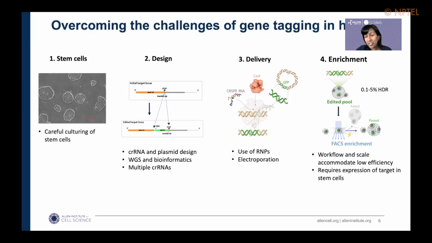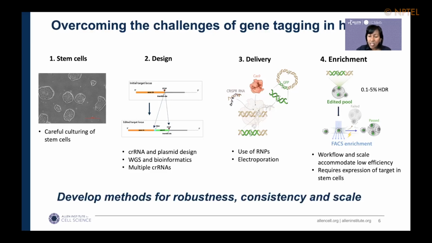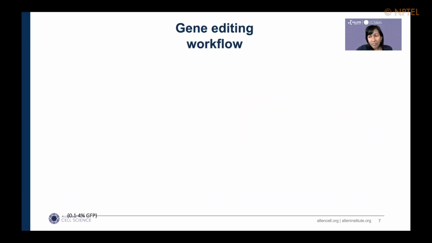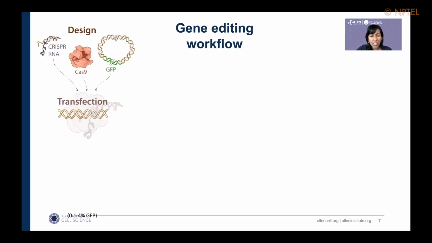So we have to enrich the cells. We use fluorescent activated cell sorting to do that. That is also complicated because the cells have to go through this traumatic process during enrichment. Again, this was part of the couple of years we spent to develop methods that were robust, consistent, and we could do for many, many thousands of cells and across the 50 different lines we have created. So we have generated now a workflow to do this, which is pretty standard, pretty routine in the lab.